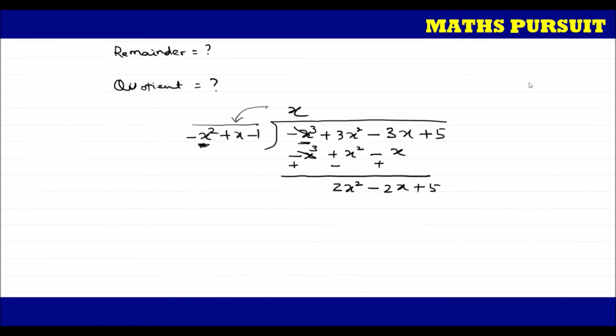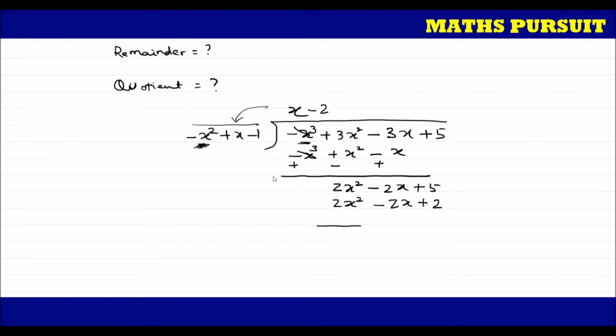Now guys, the second step. The new dividend that we got here is 2x to the power 2, and in the divisor we have minus x to the power 2. So what should I multiply with minus x to the power 2 so that I can get 2x to the power 2? If I multiply by minus 2, let's see what I get. Minus 2 into minus x to the power 2 gives plus 2x to the power 2. Minus 2 into plus x gives minus 2x. Minus 2 into minus 1 gives plus 2.